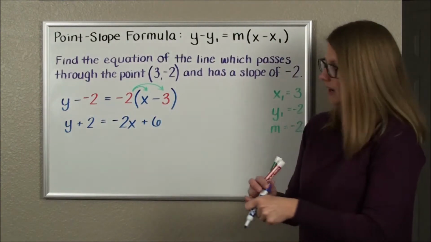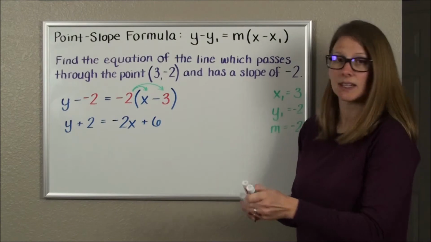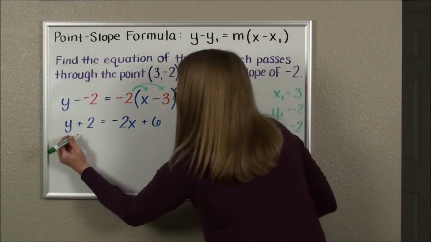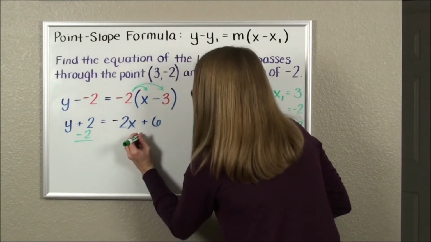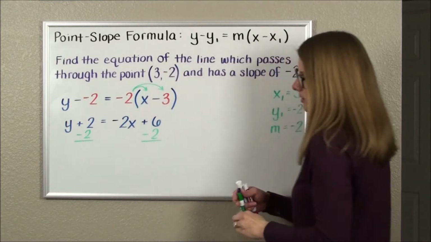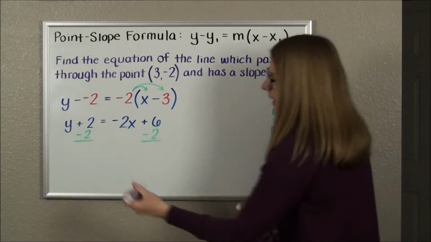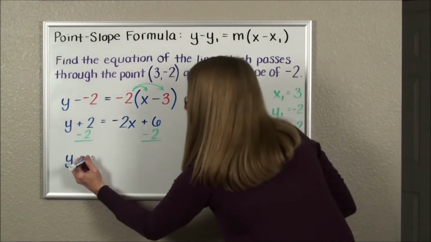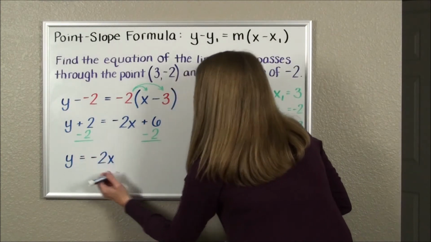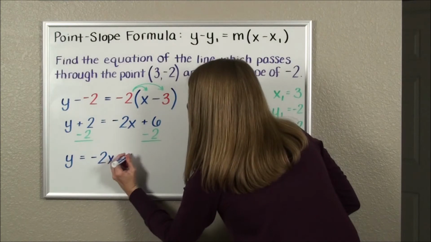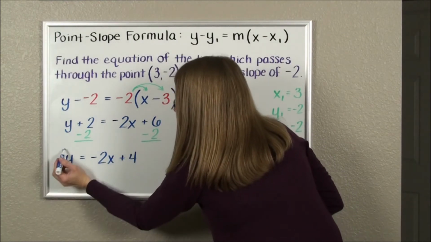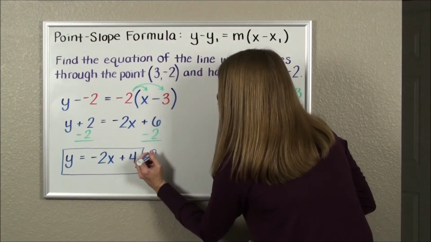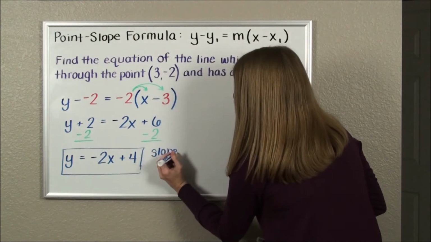We're almost there. To get slope-intercept form, we want to isolate y, so the only thing left to do is to relocate that constant 2. Since it's positive, I'll relocate it with subtraction, and it's fair as long as I do the same thing to both sides. Now y has been isolated on the left, and on the right we have -2x, and then 6 minus 2 gives us positive 4. Now that y has been isolated, this right here is my slope-intercept form.